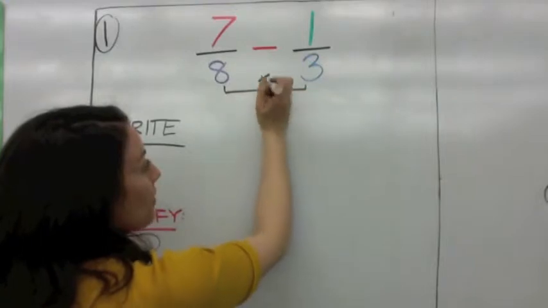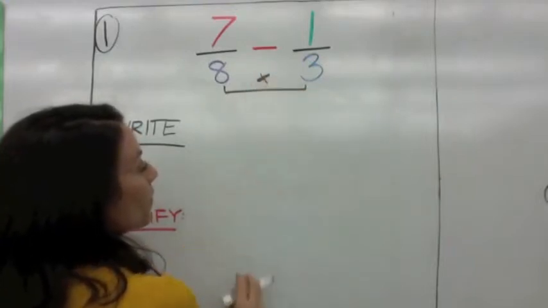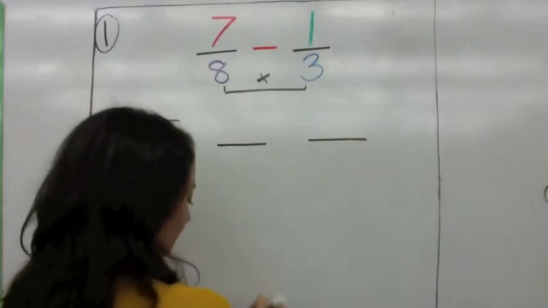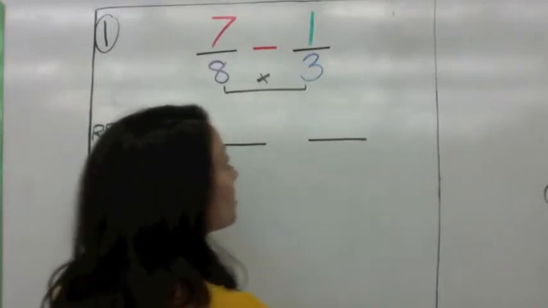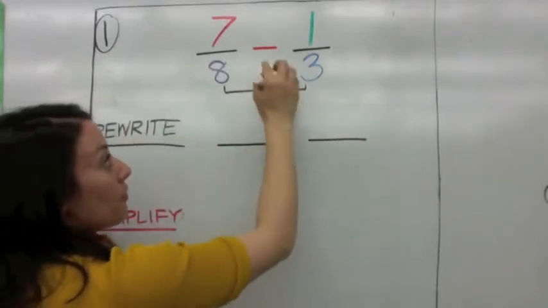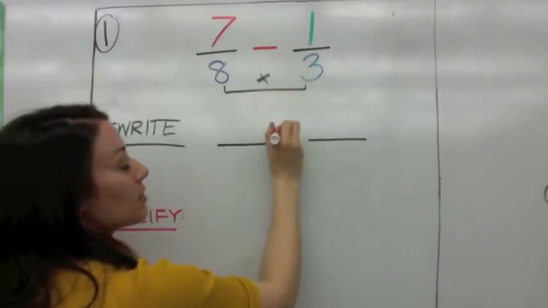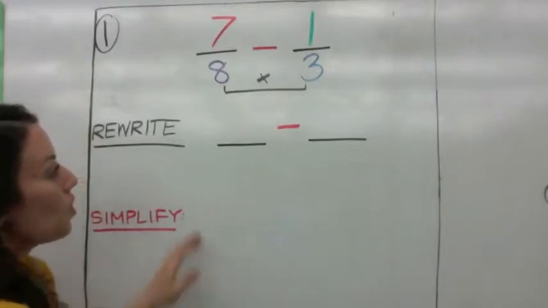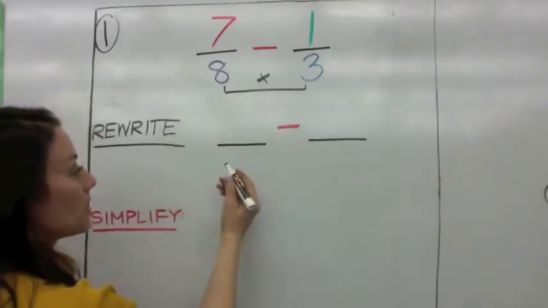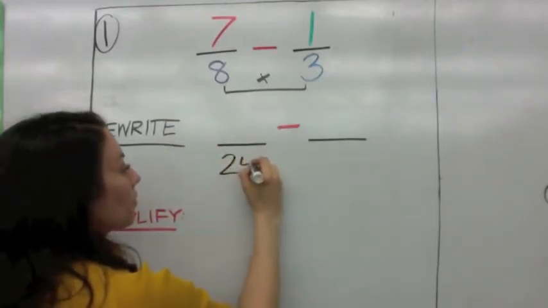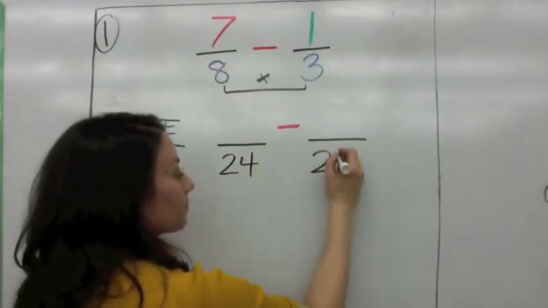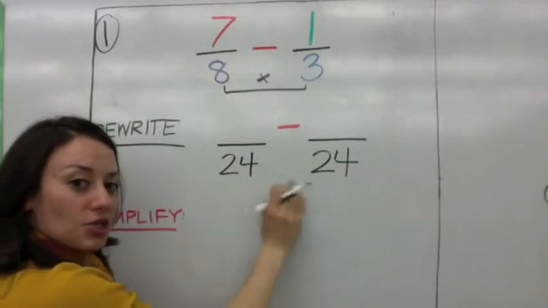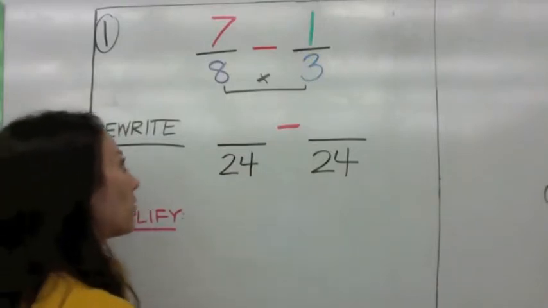So first multiply the denominators, and we're going to rewrite those fractions. What are we doing to these fractions? We're subtracting these fractions, remember? Different from yesterday. So here we go. What's 8 times 3? 8 times 3 is 24, right? So now both of the fractions have a common denominator of 24.